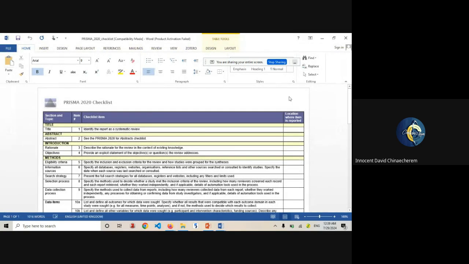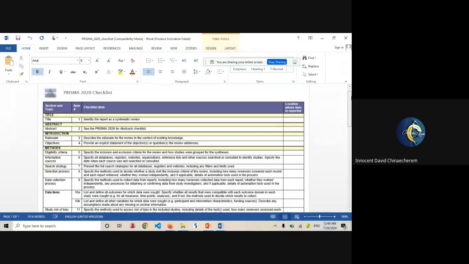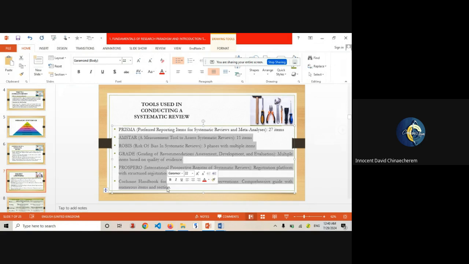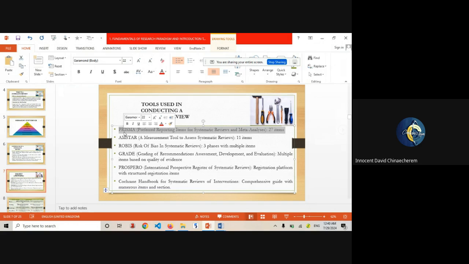So this is what we call the PRISMA checklist, right? Now, what is the idea behind this? Remember that we are talking about the tools in conducting a systematic review. We have a lot of other checklists that we use in conducting systematic reviews. Don't worry, we'll talk about all these tools in our future sessions. But the most important tool that we use in reporting our systematic review methodology is what we call the PRISMA checklist, right?